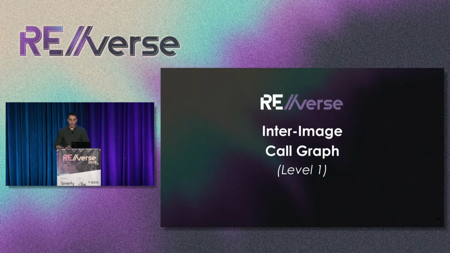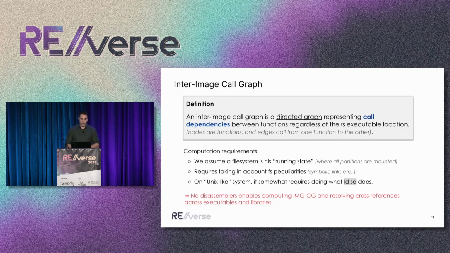So the first level is what we call the inter-image call graph. This is basically a call graph where the nodes are the functions and the edges are the calls. But the graph contains all the functions regardless of their locations in the binaries. So there are some requirements: you have to have the file system in its running state, so you might have to handle the mounting points and things like that.